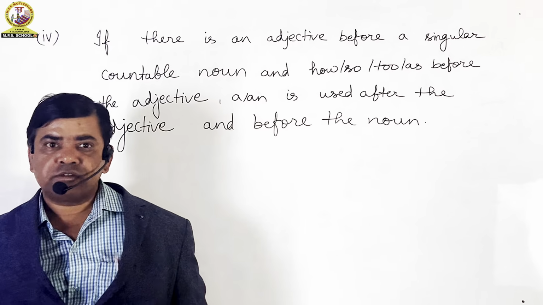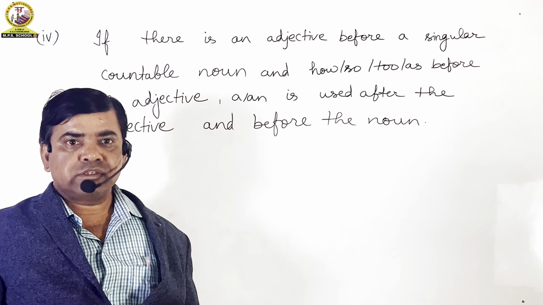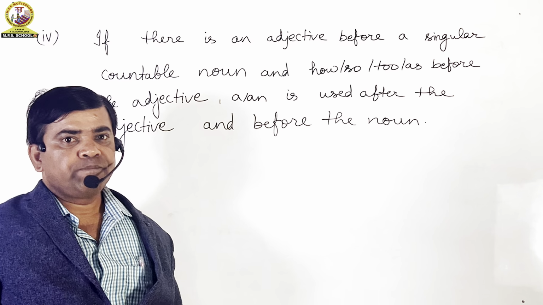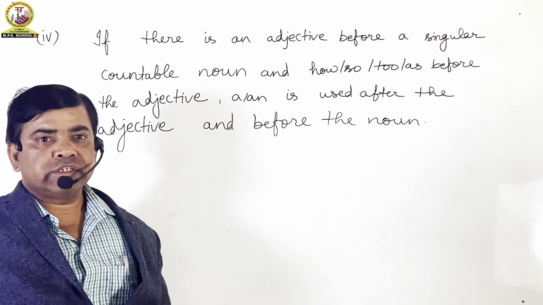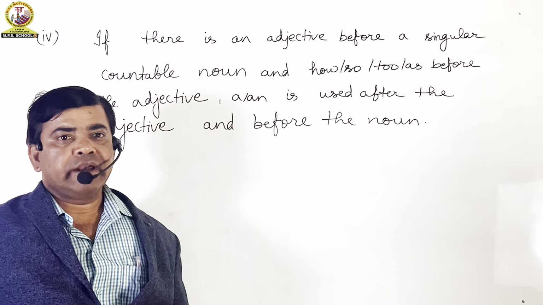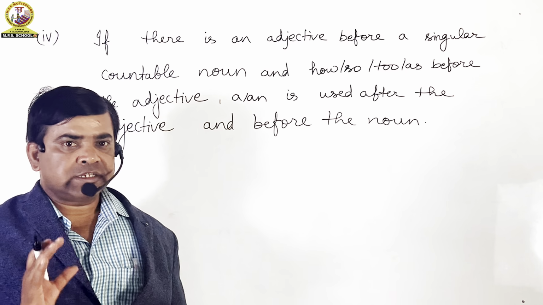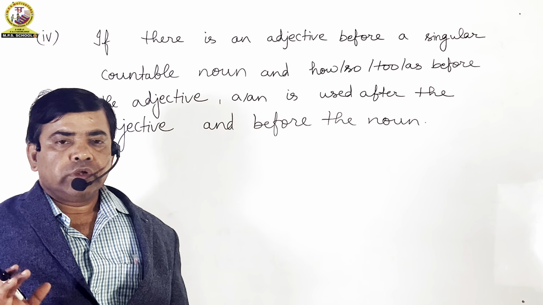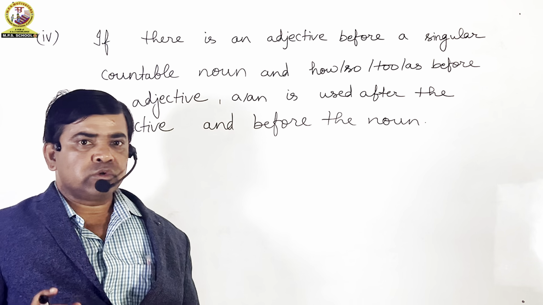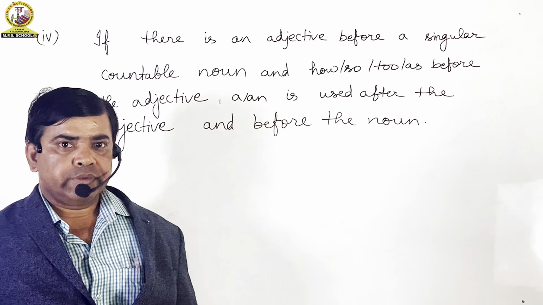In this session, I am going to discuss with you the fourth position of articles in sentences. Friends, the fourth position of articles in sentences is: if there is an adjective before a singular countable noun and how, so, too, or as before the adjective, A or An is used after the adjective and before the noun.